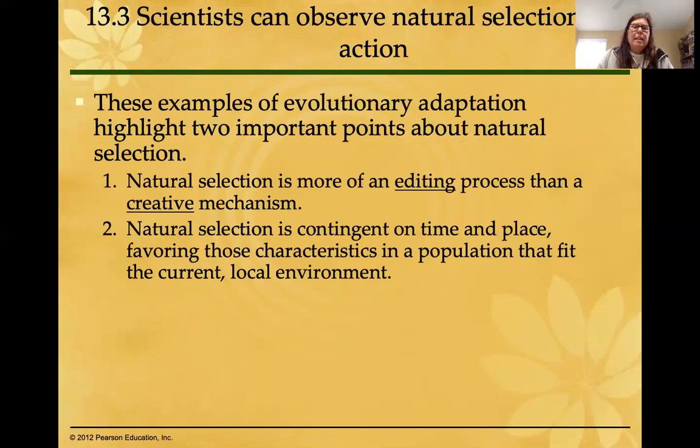It's also, like I said, natural selection is contingent on time and place, favoring those characteristics in a population that fit the current local environment. Right? So it's that habitat that that organism is in.